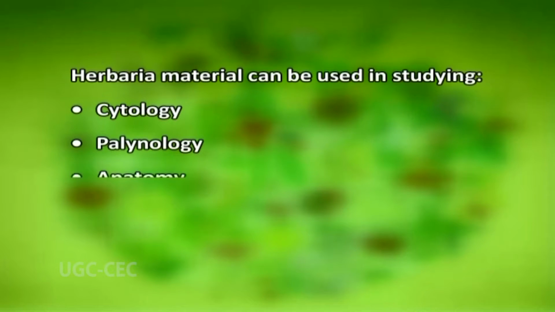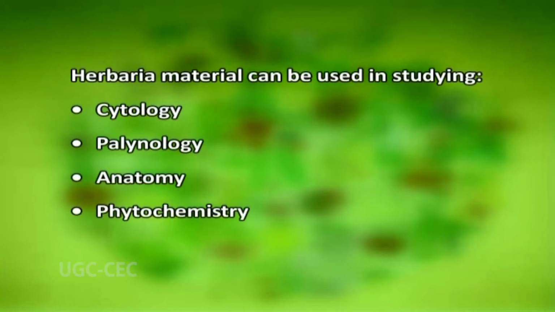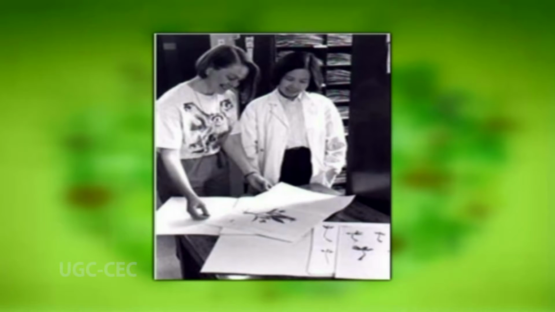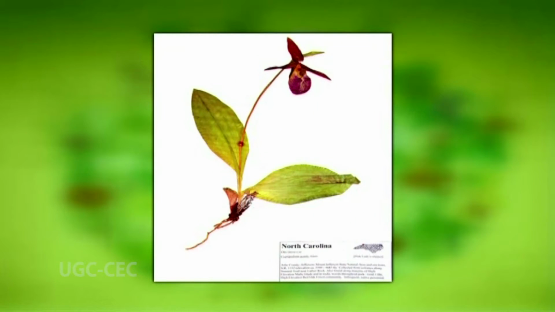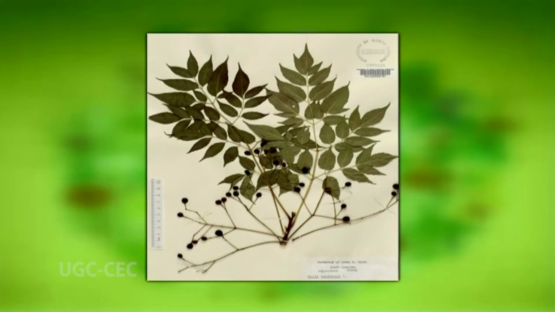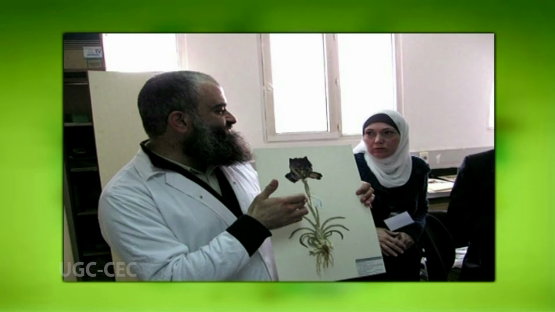For example, the studies of cytology, palynology, anatomy, phytochemistry, or nowadays molecular biology. Herbarium specimens which are quite old, say 2 centuries old, they have been used for the extraction of DNA. Extraction of DNA has been achieved from these dried pressed herbarium specimens, and then it has led to many great scientific results. More recently, we have seen the herbaria have assumed important conservation role because they are the primary source for information about threatened biodiversity.